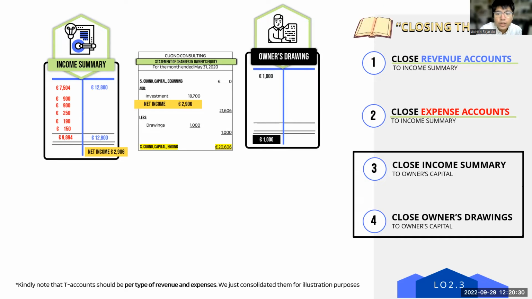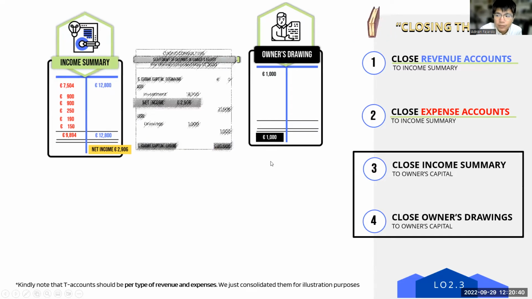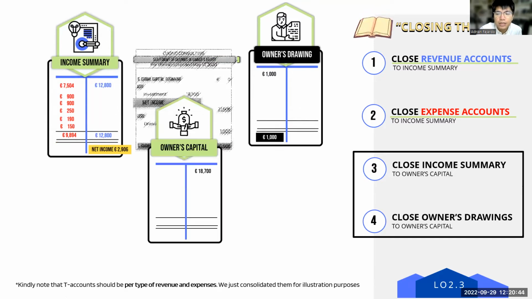And therefore, we have our ending balance of a credit of income summary and a debit of 1,000 for our owner's drawings. Now that we're clear, the next step is to close them to our owner's capital. And how do you close again? We zero out our income summary, we zero out our owner's drawing. So let's first focus on our income summary. So in total, our income summary has a 2,906 credit balance.